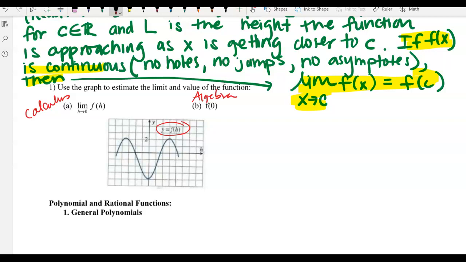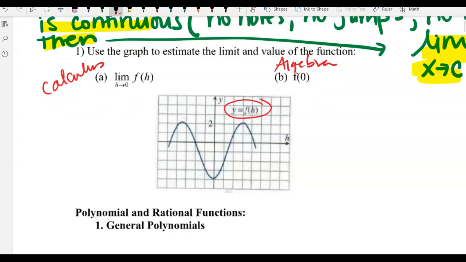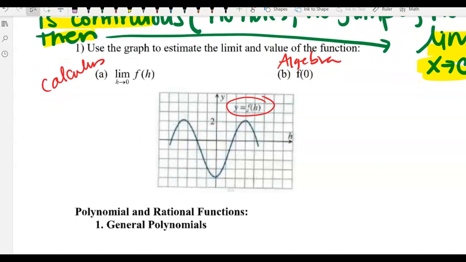Now let's look at it really quickly. Here's the function. Let's do B first, because B is easy. Just like the warm-up. What is the answer for B? What's f of 0? -4. Yeah, we're going to pretend that it's right there, -4. So based on algebra, it's -4. Would you guys agree?